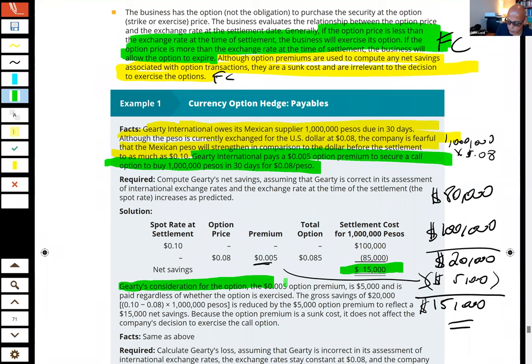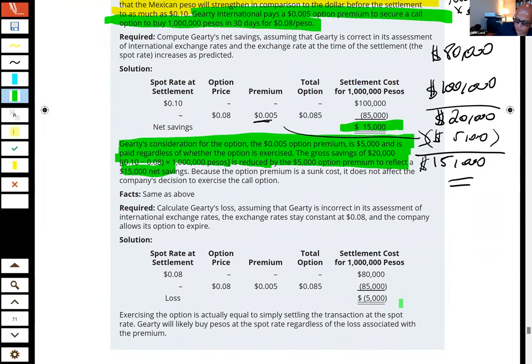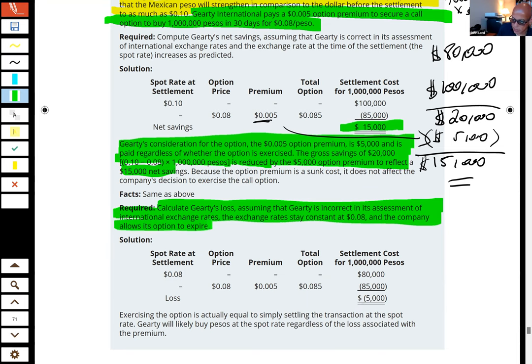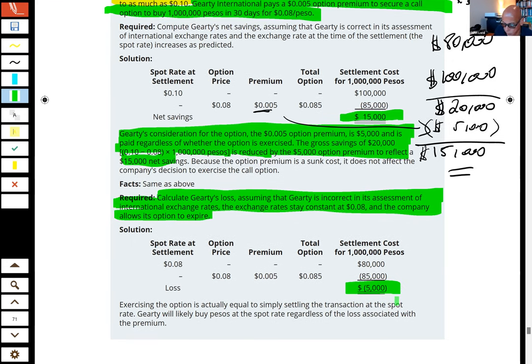So Garrity's consideration for the option, 0.005, the premium is $5,000, paid regardless of whether the option is exercised. The gross saving of $20,000, which is the difference, the 2 cents times 1 million pesos, is reduced by the $5,000 option premium, okay? Now, if it turned out that it was better to just go ahead and settle, let's calculate Garrity's loss, assuming Garrity is incorrect in its assessment and the exchange rate stays at 8 cents. Well, then it's simply the $5,000, the cost of the premium. We wouldn't exercise the option there because we aren't in a situation where we have to pay 10 cents to acquire the million pesos, or the full $100,000.